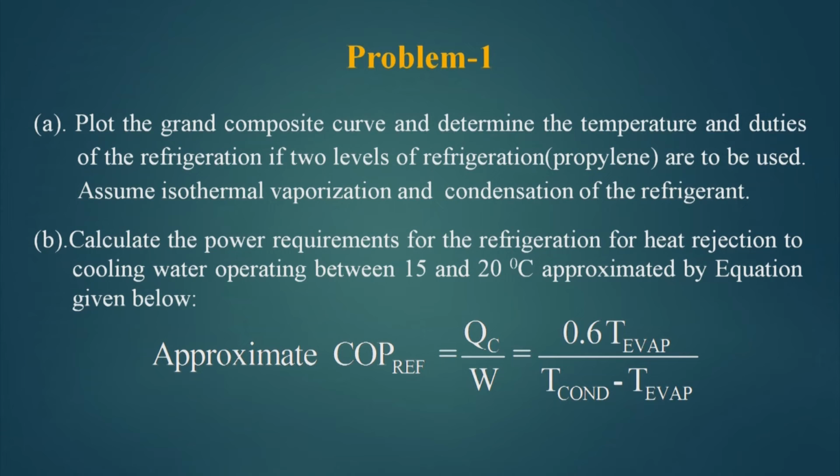Part B is to calculate the power requirement of the refrigeration for heat rejection to the cooling water operating between 15 and 20 degree centigrade approximately. The equation which will be used to calculate the approximate COP or the practical COP will be this. Here we have used the efficiency factor.